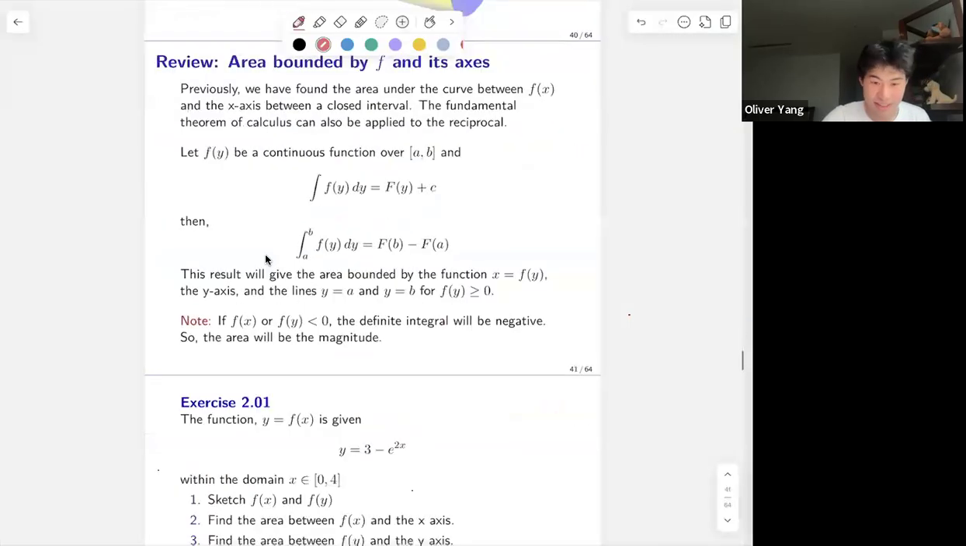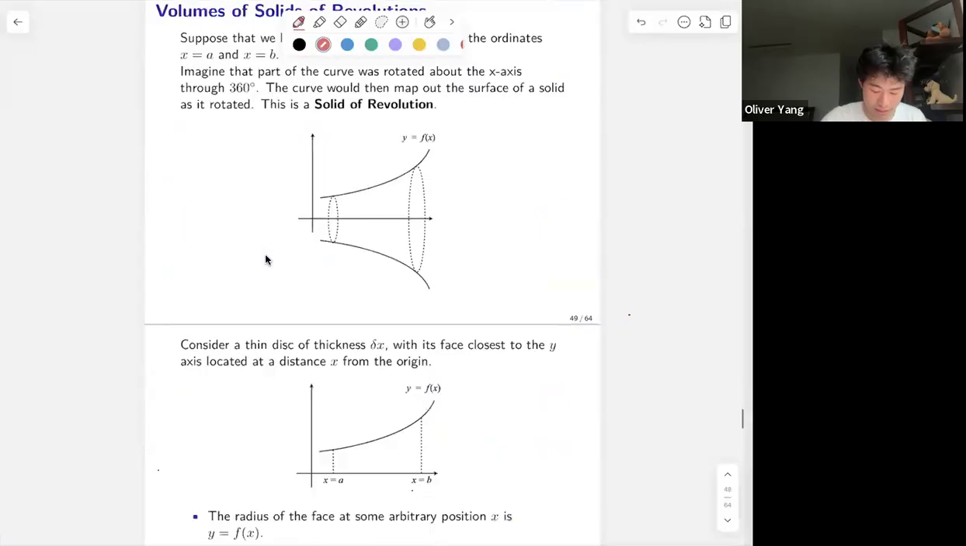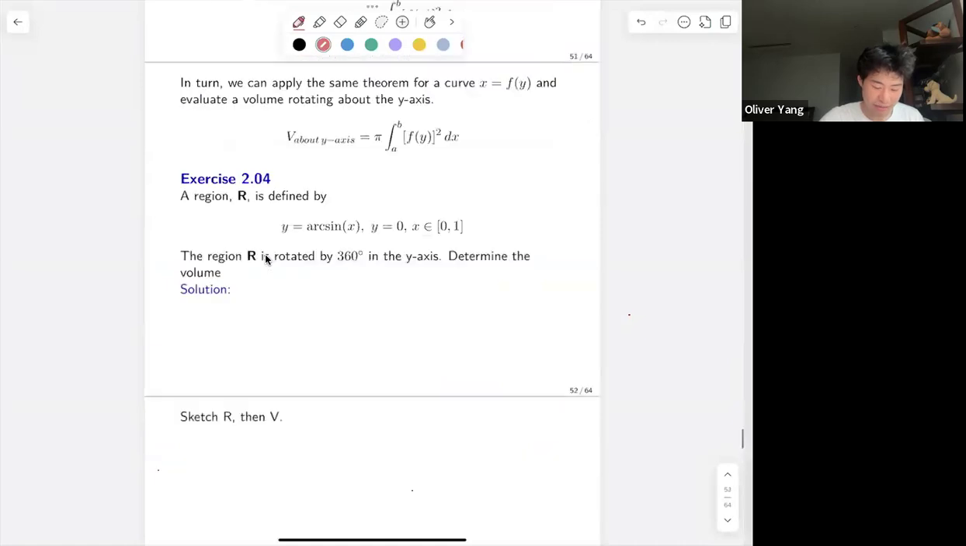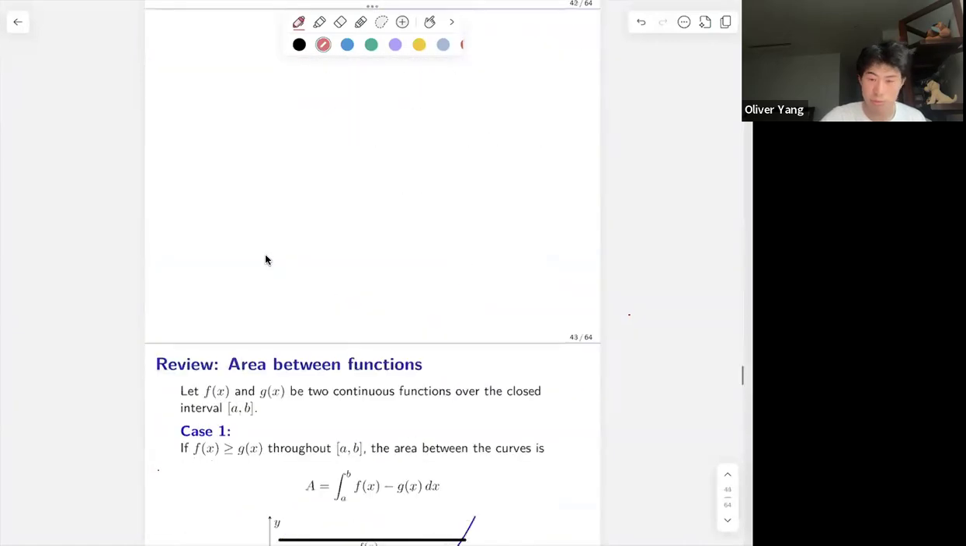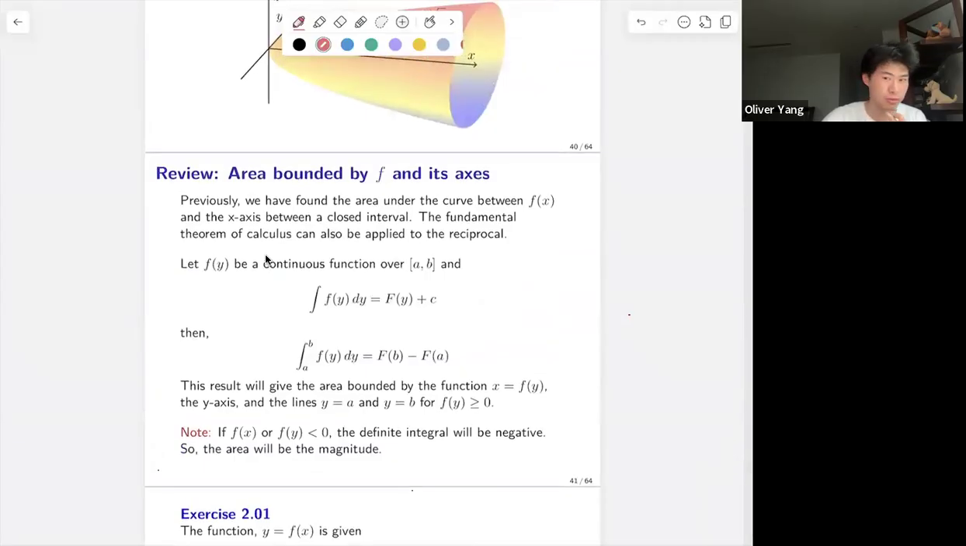So we'll continue with the slides and we should be able to finish the rest of this. Depending on how I feel, tomorrow we'll spend finishing the rest of this, and then we'll move on to related rates and some differential equations. Okay. All right. Thank you so much.